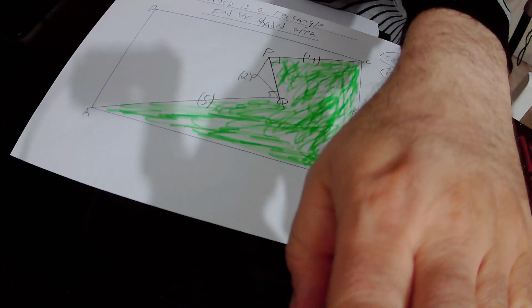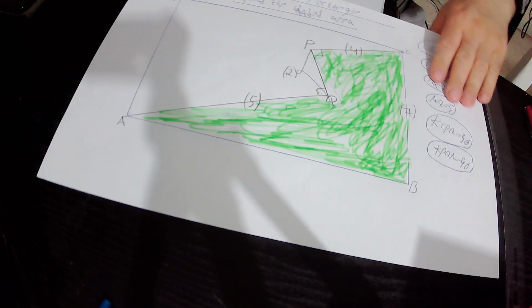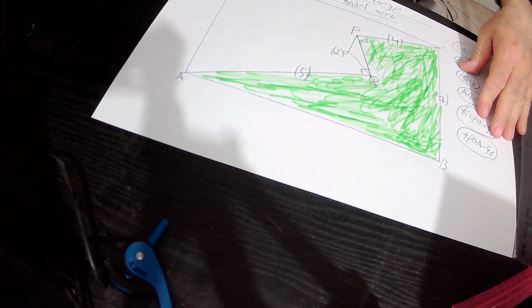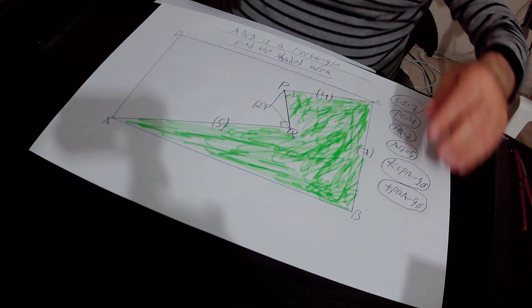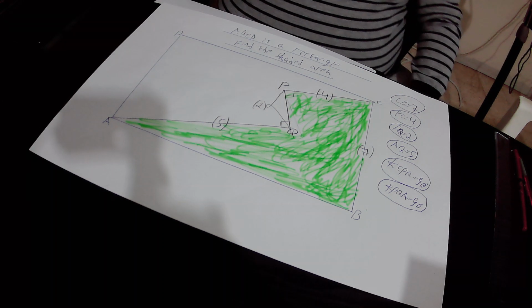Hello, in this lecture we'll find out the value of the green area. In the drawing we have rectangle ABCD. This is rectangle ABCD. But again, in the drawing we have rectangle ABCD.